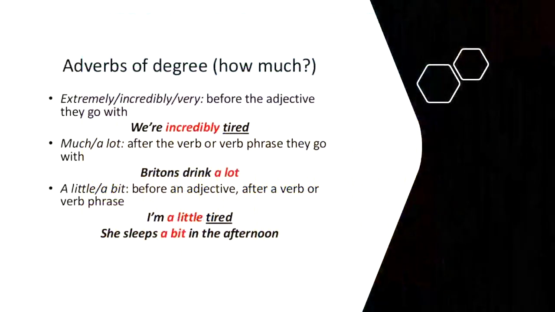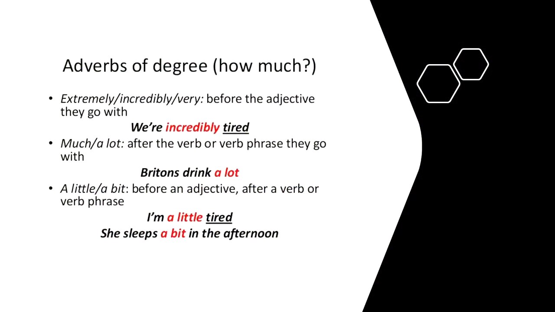Alright. Now the next category of adverbs we have is adverbs of degree. Adverbs of degree tell you how much, to what extent something is happening. Like we are incredibly tired. Britons drink a lot. I am a little tired. She sleeps a bit in the afternoon. So these words tell you how much tired. We cannot measure it, we can only understand it. So incredibly is telling us how tired we are. A lot, a little, a bit. These words are adverbs of degree.